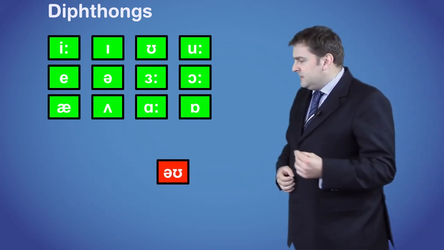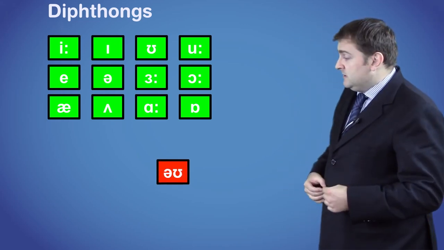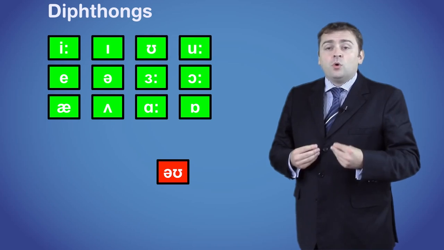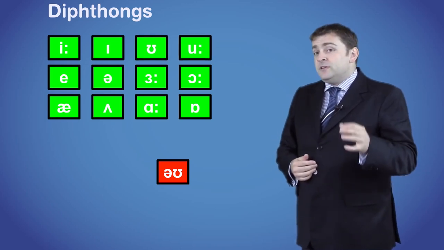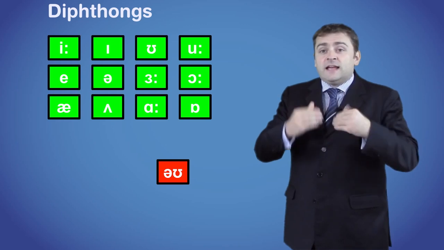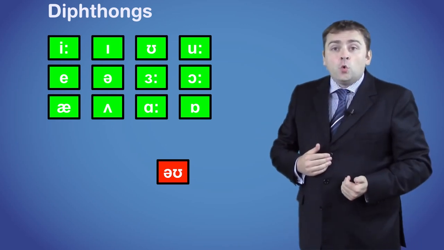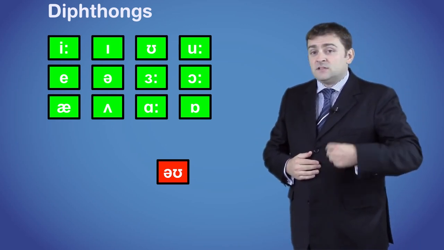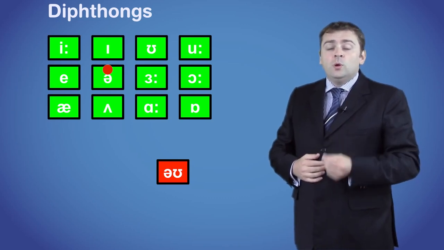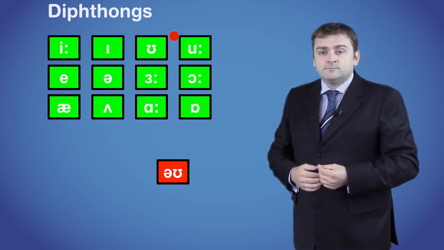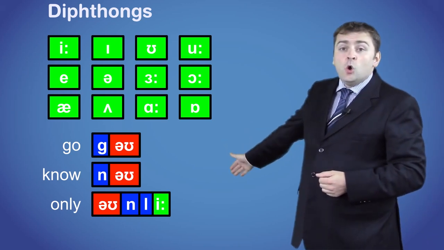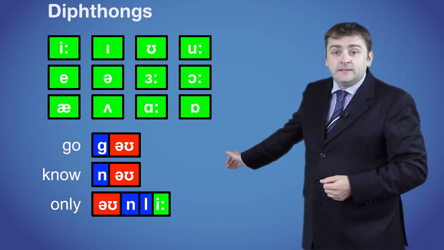The next sound is O. This is a combination of schwa and u, or oo. The main difference here is the shape of the lips, rounding a little as we say the sound. O. Starting on the schwa and finishing on the u or oo. O. As in the words go, no, and only.